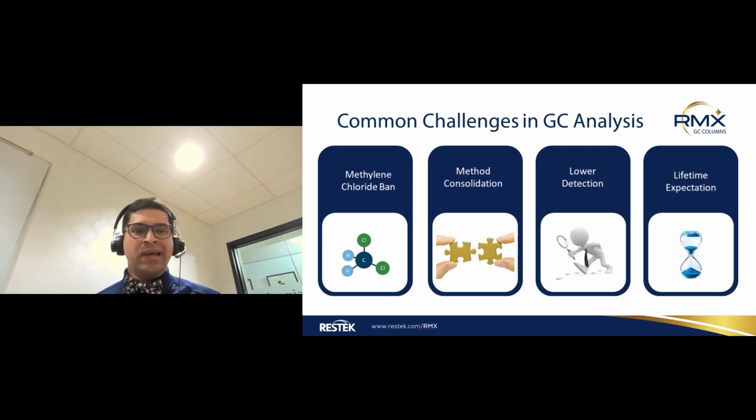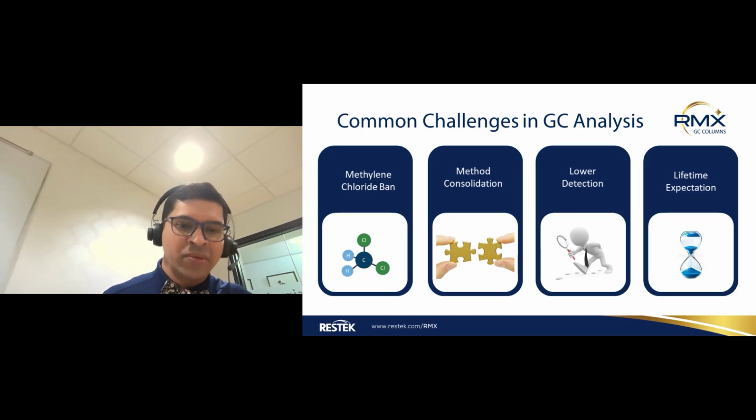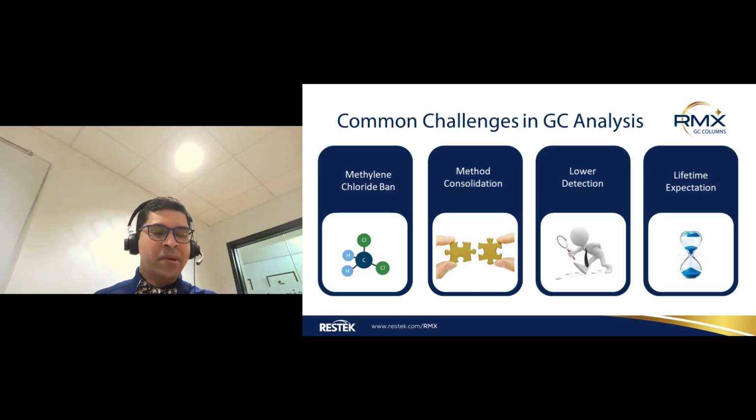So now it doesn't stop there. The methylene chloride ban that's imposed has a huge impact on EPA methods. If you look at EPA methods, there are a lot of methods that utilize methylene chloride as an extracting solvent. It has great efficiency in extracting analytes from water-based samples and different matrices. However, because of its impact on people's health as well as on the environment, the ban has been imposed.